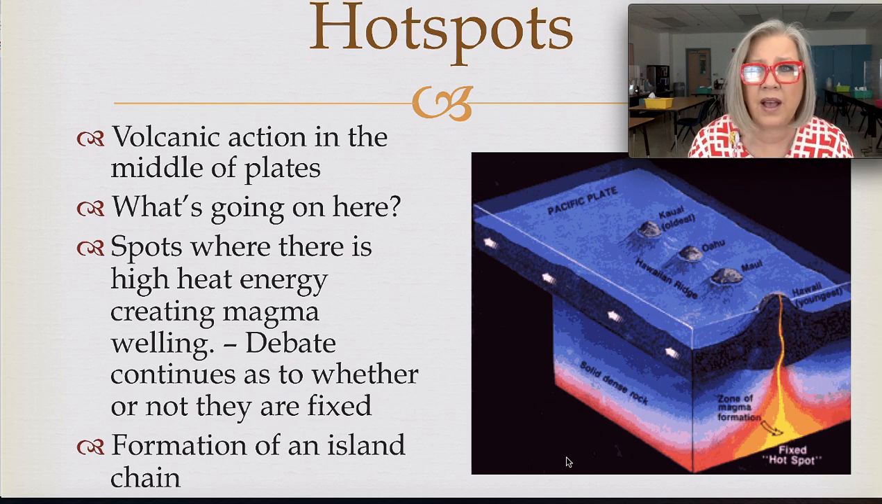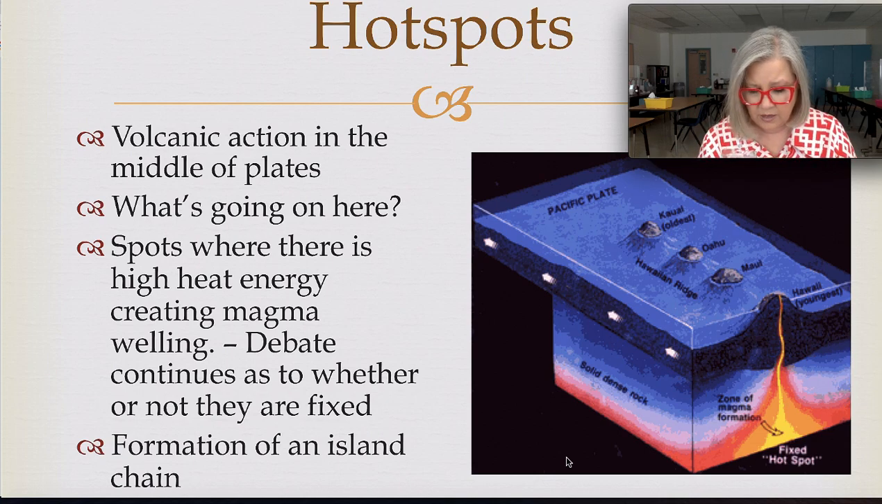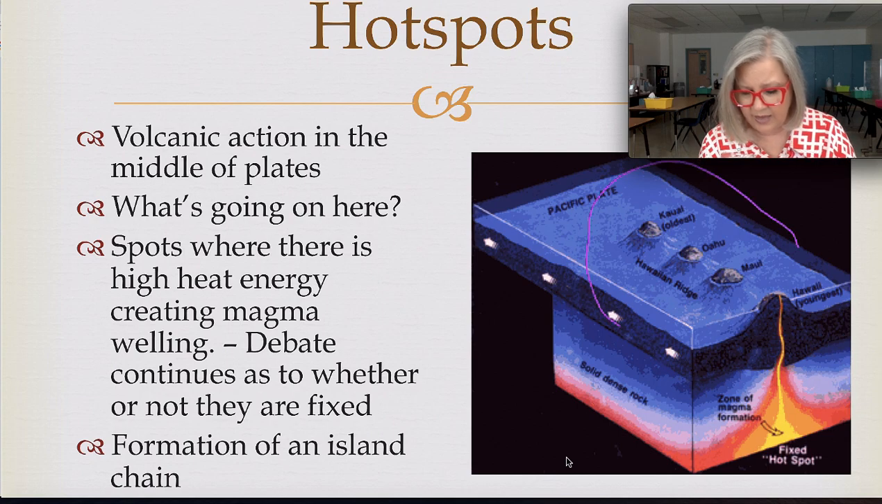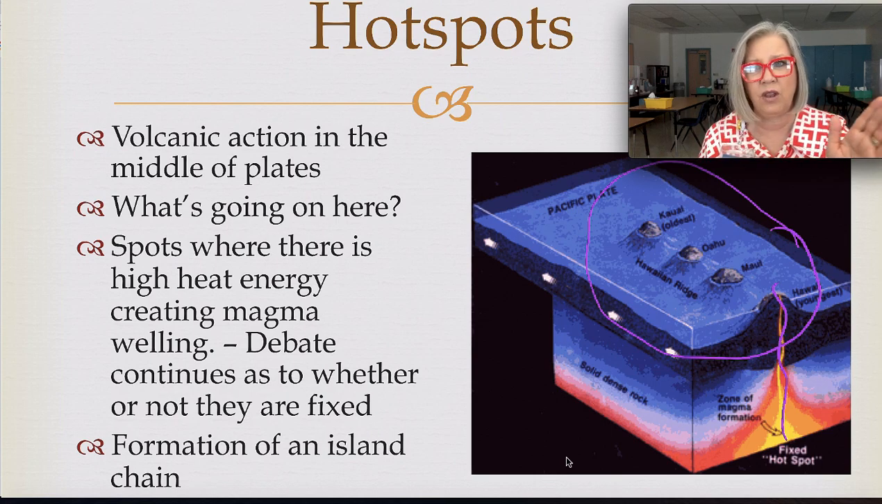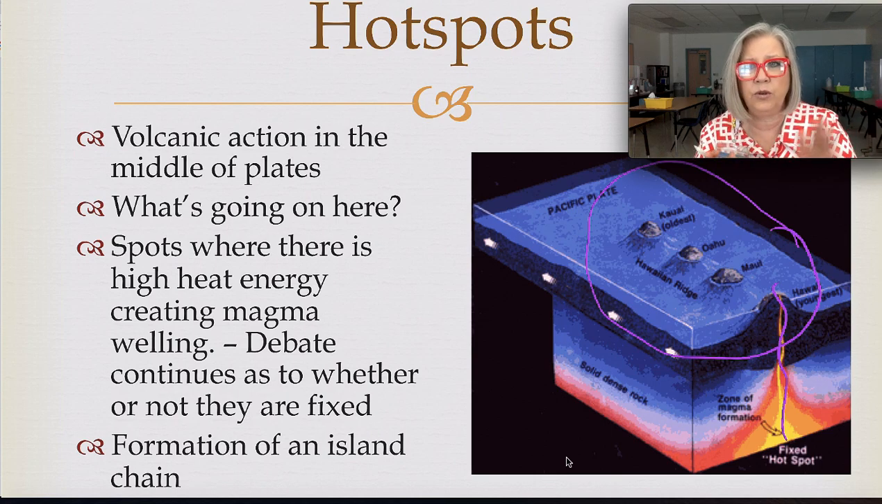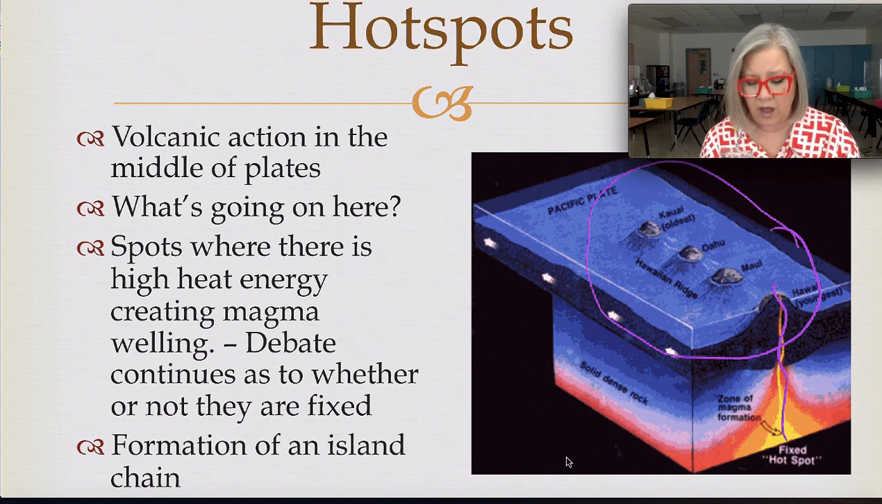A hot spot is an area that's within the middle of a plate. So it's not on the boundary of the plate, it's within the middle of the plate. So this is the Hawaiian Islands right over here. And this hot spot, they believe it stays fixed. So it starts here, and then as things progress along, those islands form as they move over the hot spot.